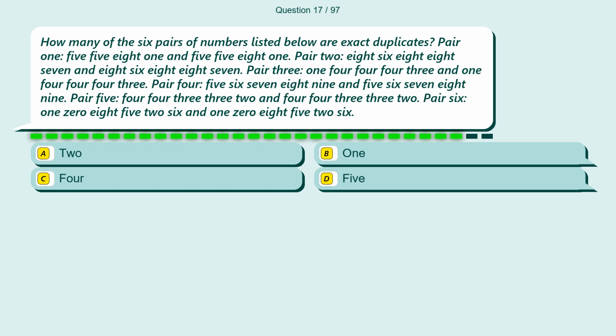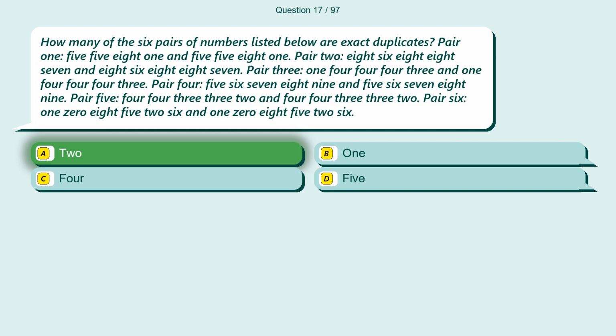Question 17. How many of the 6 pairs of numbers listed below are exact duplicates? Pair 1, 5581 and 5581. Pair 2, 86887 and 86887. Pair 3, 14443 and 14443. Pair 4, 56789 and 56789. Pair 5, 44332 and 44332. Pair 6, 108526 and 108526. Option A, 2. Option B, 1. Option C, 4. Option D, 5.